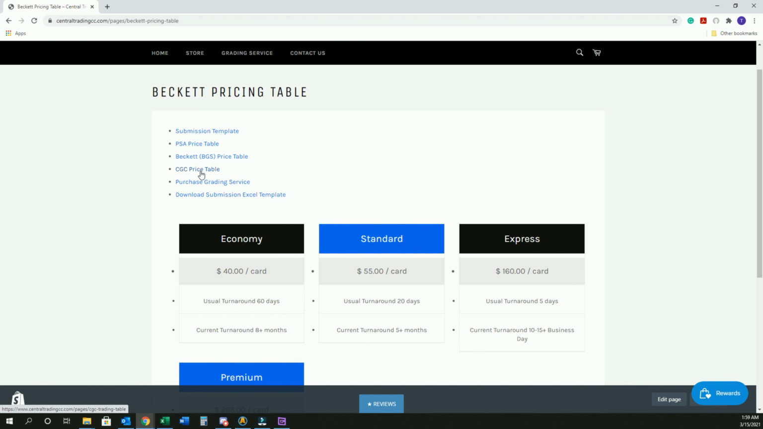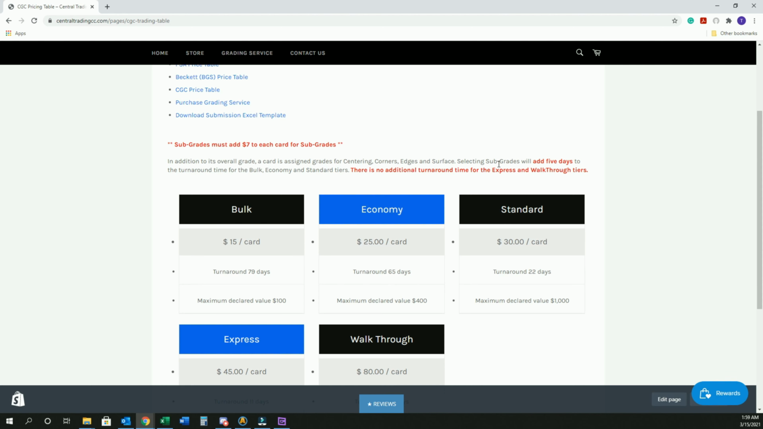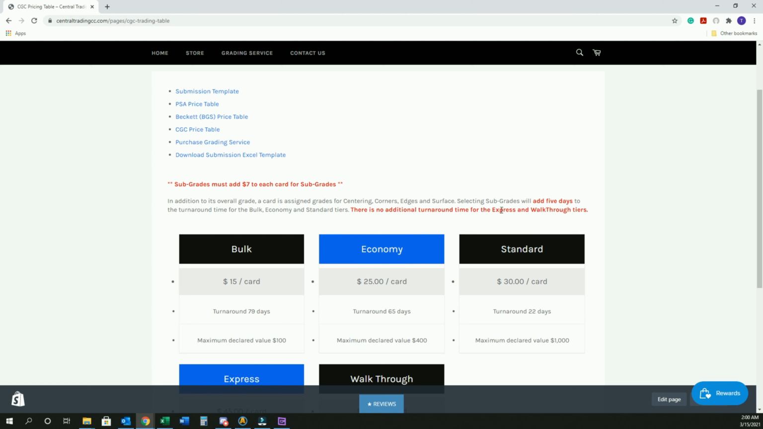Then we also have CGC right now. CGC is the quickest turnaround. Please note though, we do subgrades and non-subgrades with CGC, just as an FYI.